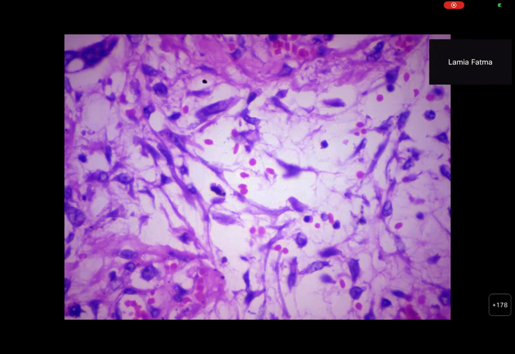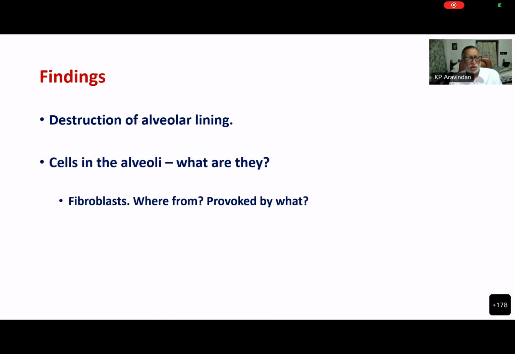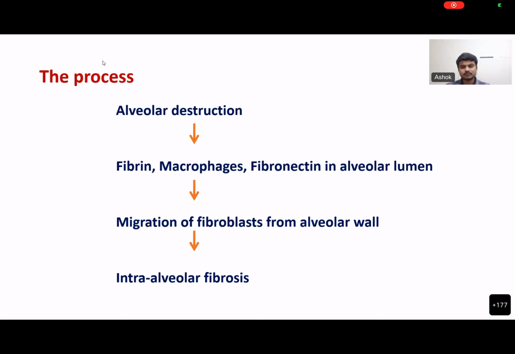So inside the alveoli, fibroblasts within the alveoli. This destruction of alveolar lining, and cells in the alveoli are fibroblasts. Where are they from? The process seems to be alveolar destruction, fibrin, macrophages, fibronectin in the alveolar lumen, migration of fibroblasts from the alveolar wall, producing intraalveolar fibrosis. So what are the possibilities?